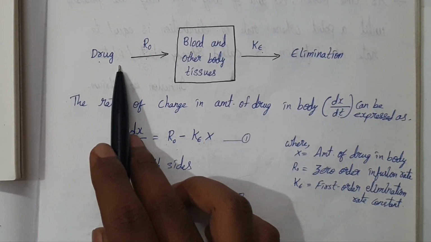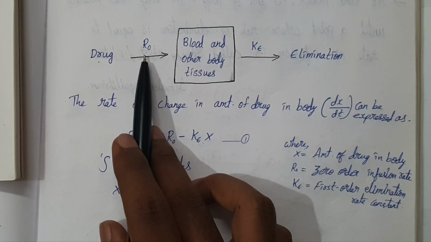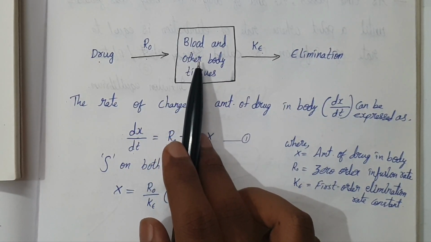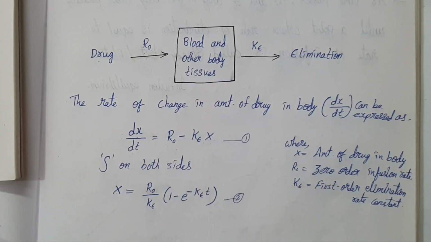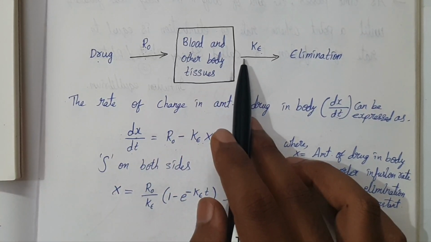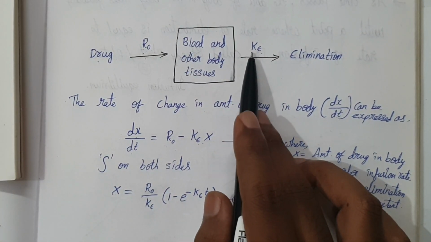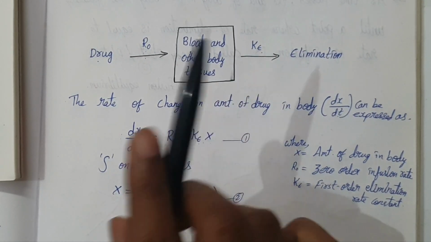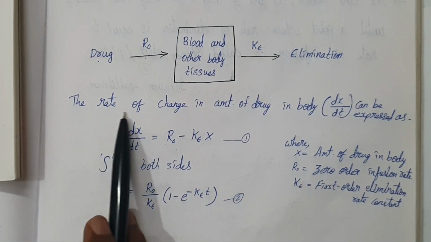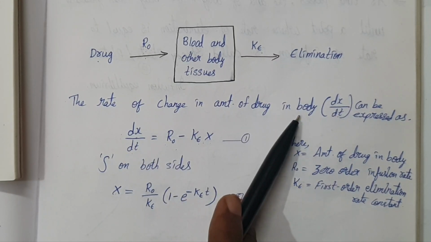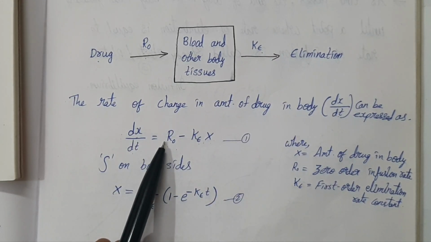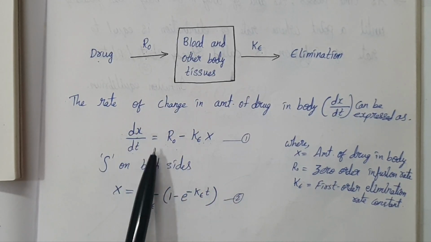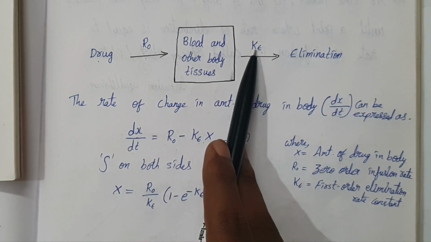Now what happens after administration of the drug? The drug at a constant rate, that is the zero order infusion rate, enters the body and distributes evenly in the whole body. Then it gets eliminated with the first order elimination rate constant Ke. So the rate of change in amount of drug in the body, dX by dt, equals rate in minus rate out. Rate in is R naught, and rate out is Ke X.